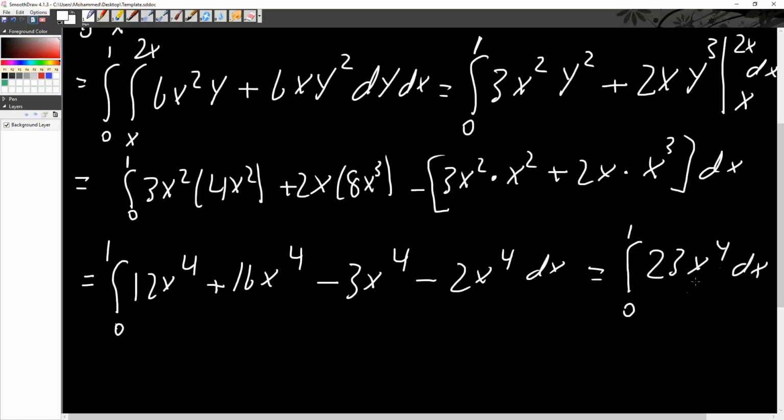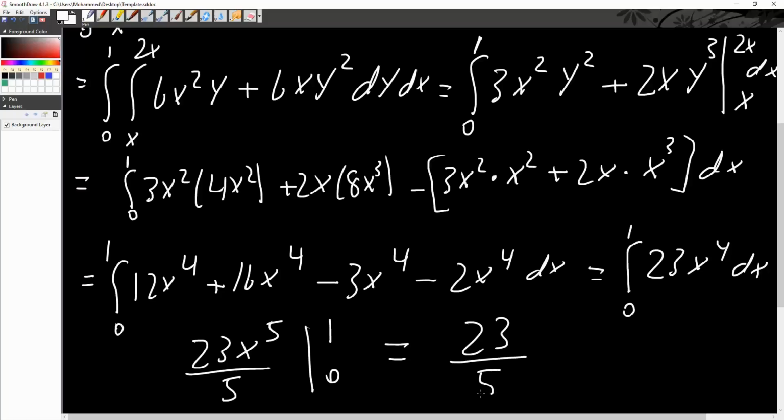Now we'll take the integral of this. The integral of this would be 23x raised to the 5th divided by 5. And we want to plug in 0 to 1. By plugging in 0 and 1, we would get 23 divided by 5. And this is our final answer for the triple integral. And that's all we need to do.